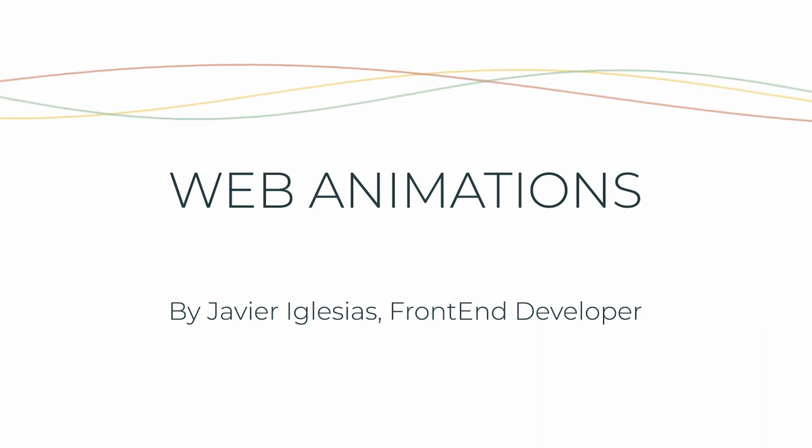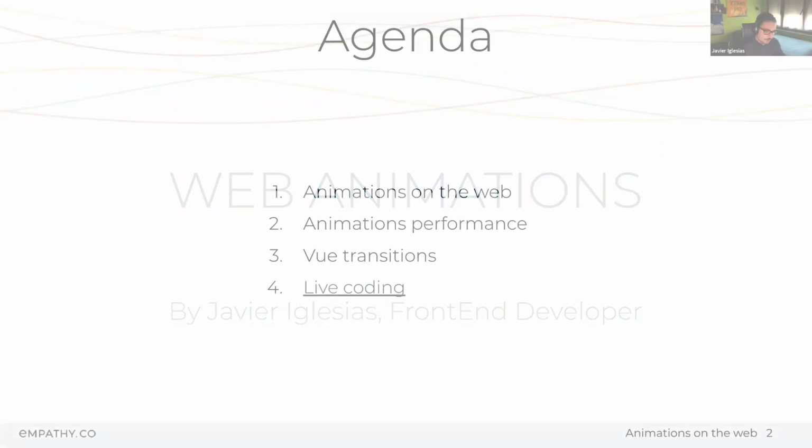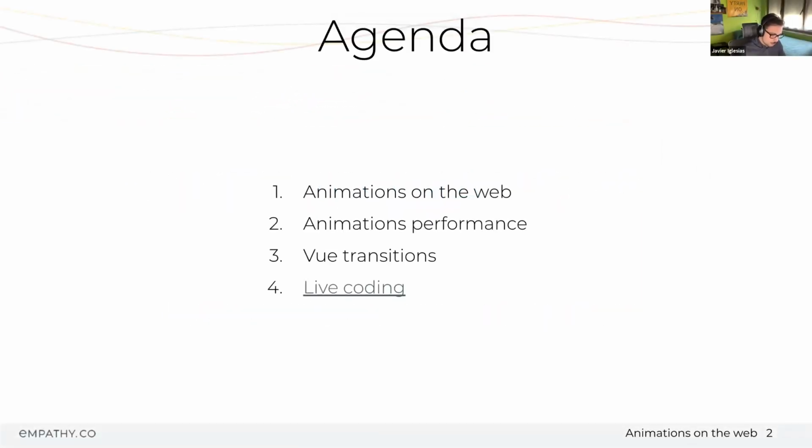Okay, so first we're going to talk about what are the tools that the web environment provides us, developers, to write animations. How can you write animations using CSS or JavaScript or maybe a library? Then we are going to talk about how to debug animations and how to write performant animations.